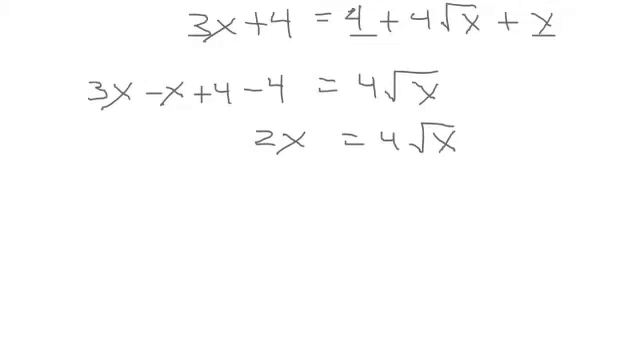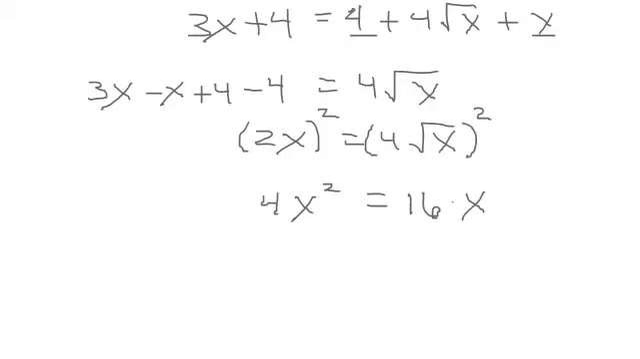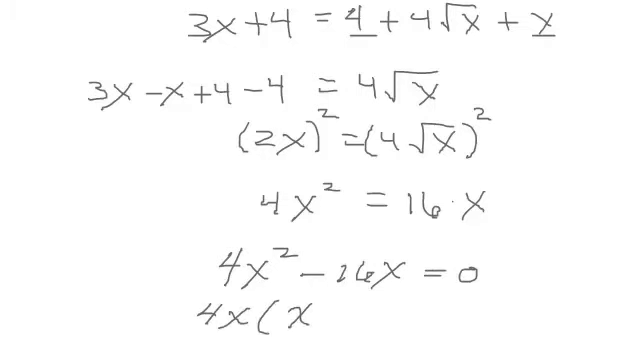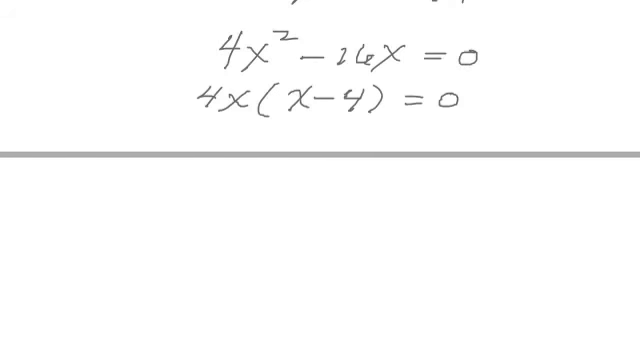Okay, so to get rid of this radical, what we'll do is square both sides. We will square both sides. And so this becomes 4x squared is equal to 16x. Okay. And then we got to get this in standard form. So we have 4x squared minus 16x is equal to 0. Let's factor out the 4 and the x, and we're left with x minus 4 is equal to 0. Right, so both these factors equal 0.